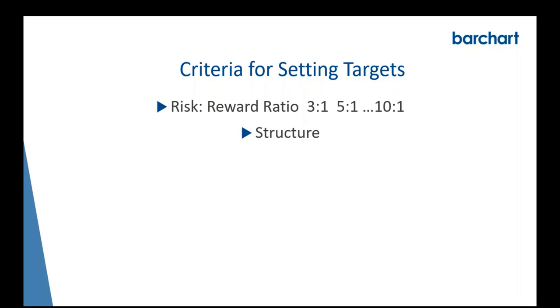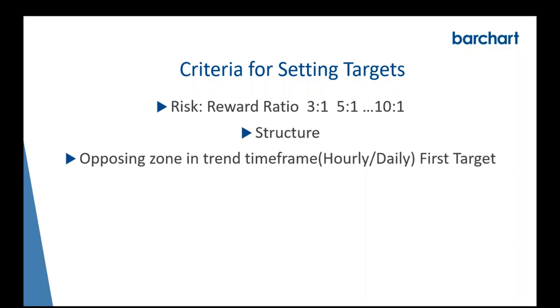All right, so how do we define 3 to 1? Well, we're going to look at our structure. We're going to look at our chart and see where that obstruction is, or where price could move freely. Sometimes I call this the clear air or white space on our chart. So we're going to look at that first opposing zone or level in our trend time frame, whatever time frame we design our trade in.